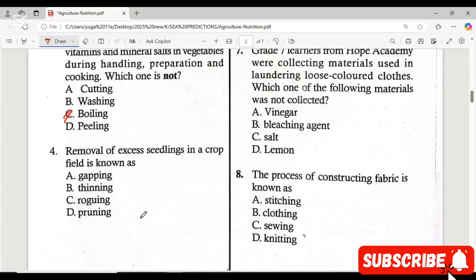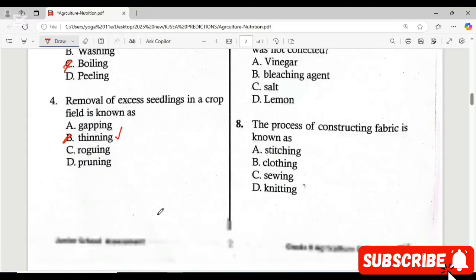Removal of excess seedlings in a crop field is known as, how do you call that? Is it pruning, reducing, thinning, gapping? It is called thinning. Thinning is the process of removing excess seedlings from a crop field.